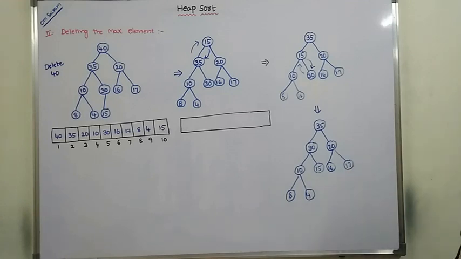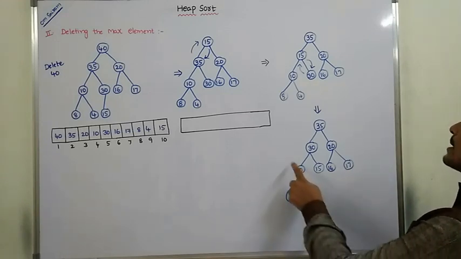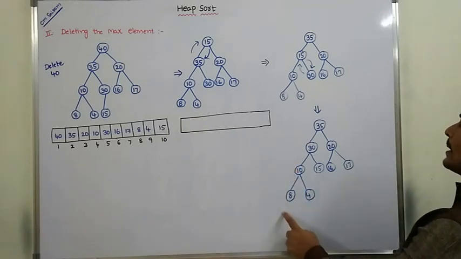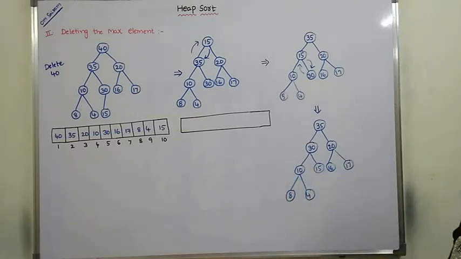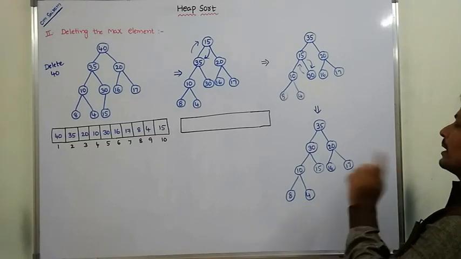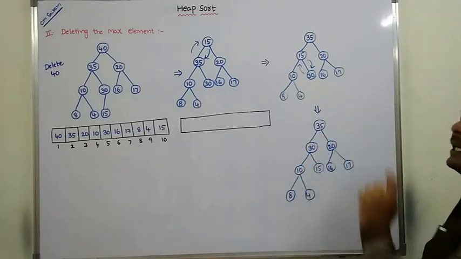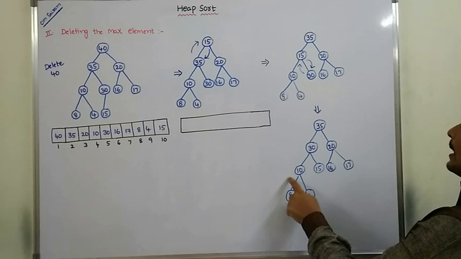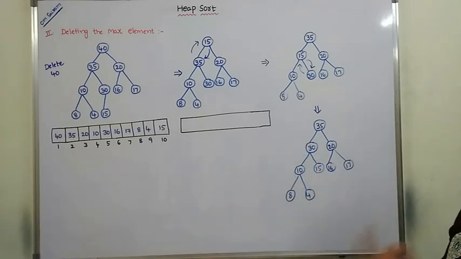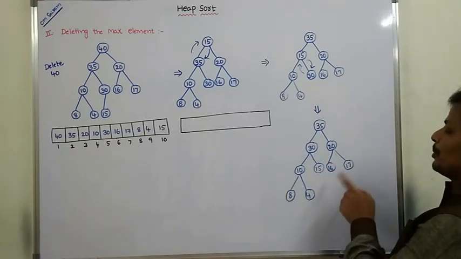Now we have to check whether it satisfies the maximum heap property or not. 8 and 4 have the parent 10. 10 is greater than 8, 10 is greater than 4. It satisfies the maximum heap property. 10 and 15 have the parent 30. So 30 is greater than 10, 30 is greater than 15. As it satisfies the maximum heap property.